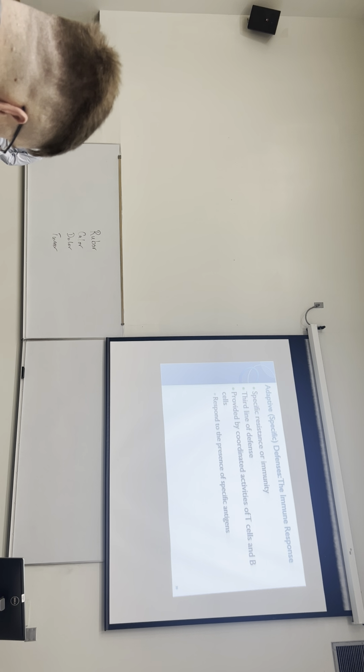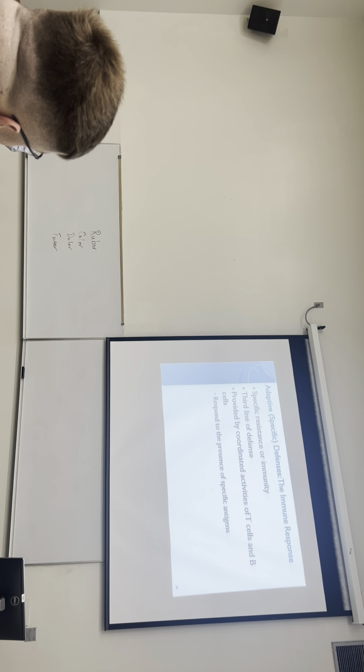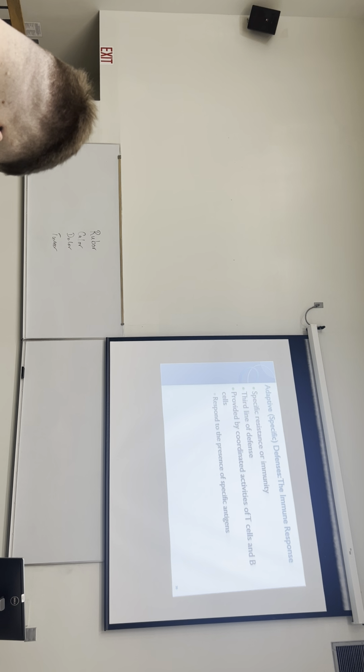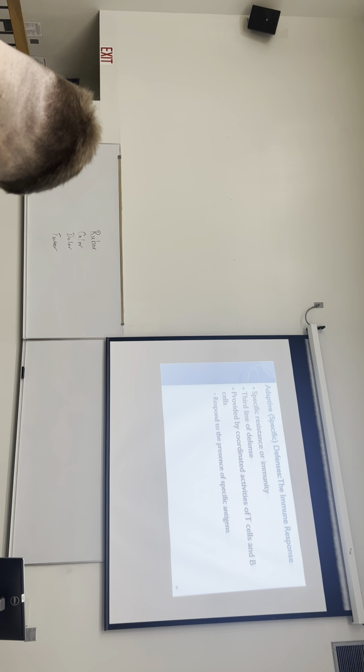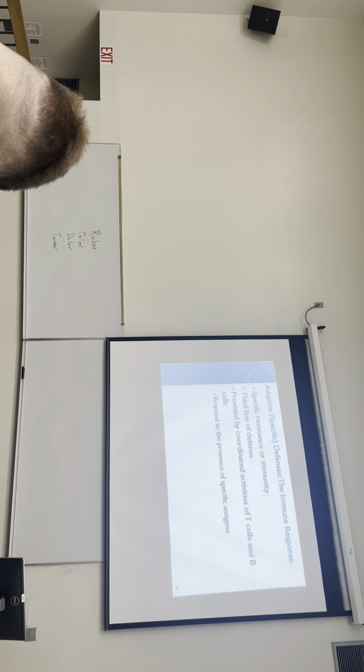So next we're going to talk about our next branch, called the adaptive, which is kind of like the third line of defense. Here it does take a little bit longer, but when it does happen, it's much more efficient to get rid of our pathogen. So coordination of T cells and B cells. Which cell would you say is the coordinator?